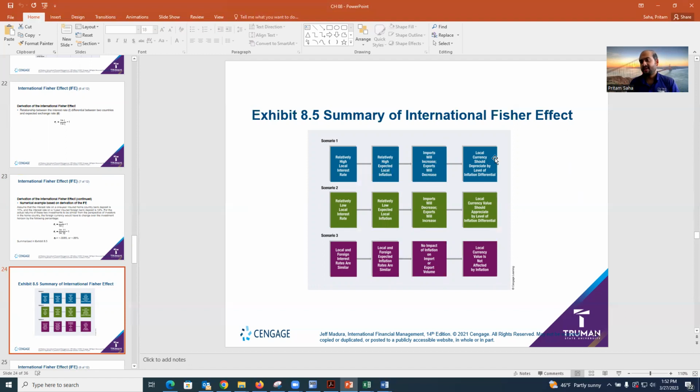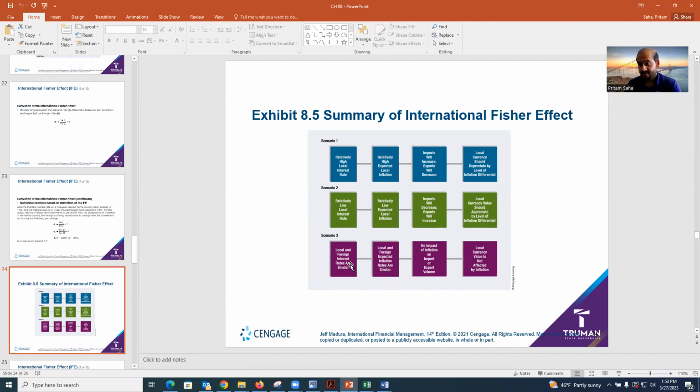So that means people in the home country will demand more foreign currency, and people in the foreign country will demand less of the home currency. That's why the local currency should be depreciated by the inflation differential. As a result, you should not be able to generate more money. This is the flip side. Low interest in the home country, low inflation. Imports will decrease, exports will increase, right? So that means the home currency should appreciate by the inflation differentials.